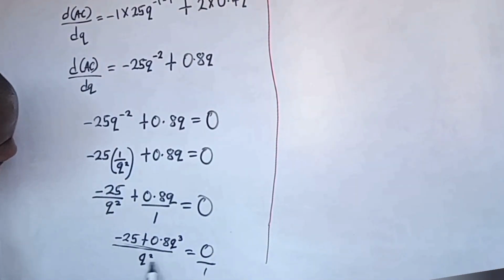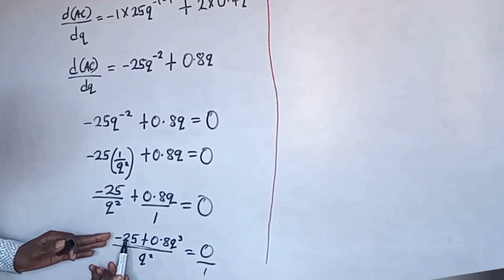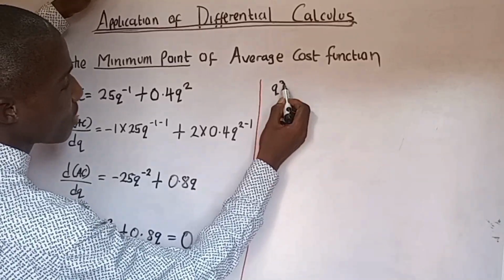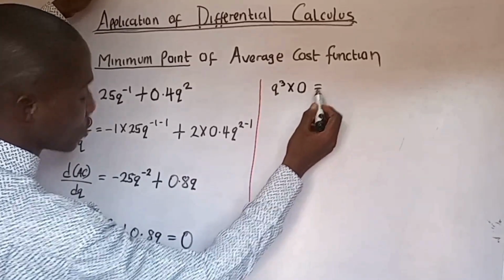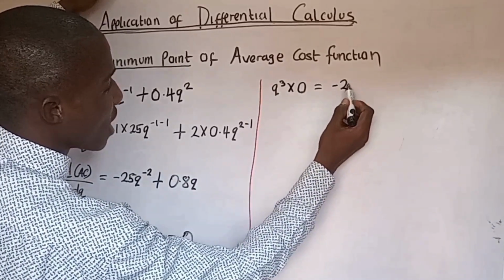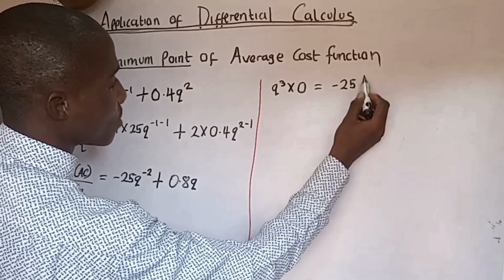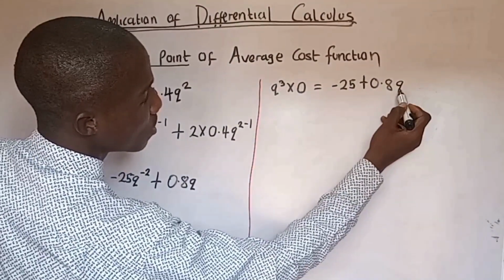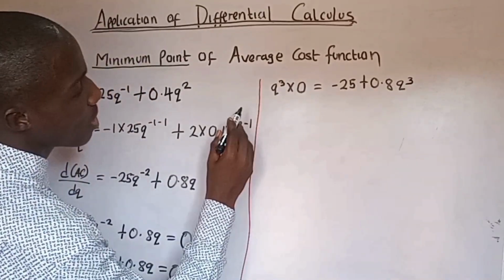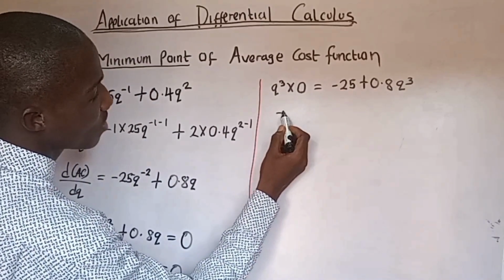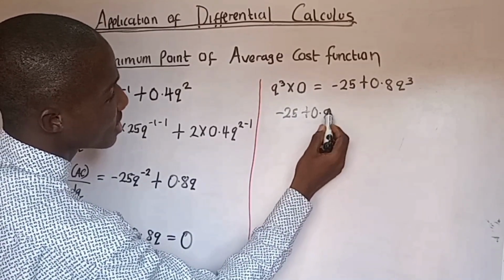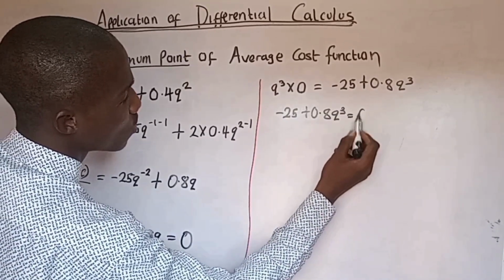So if I cross multiply, this q squared will multiply this 0, and I will have minus 25 plus 0.8q cubed here. So q squared multiplied by 0 is 0. So I'm going to have minus 25 plus 0.8q raised to the power of 3 equals to 0.